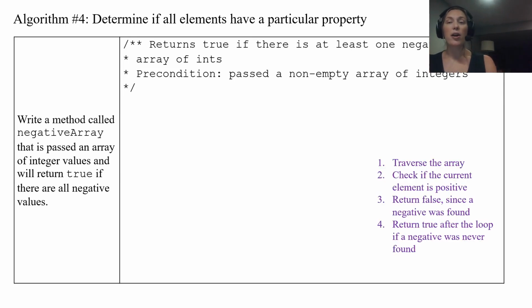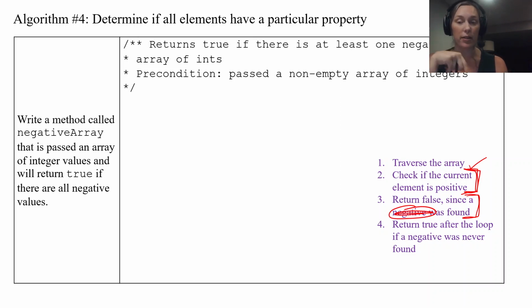So these are our steps, and you'll see it's very similar to our last set of steps. We traverse the array. This time we check if the current element is positive. Okay? And if it is positive, we return false. Okay, this is supposed to say positive. Since a positive was found, we return false. We return true after the loop if a positive was never found. Sorry. It was so similar to the last algorithm, I forgot to change those two words.